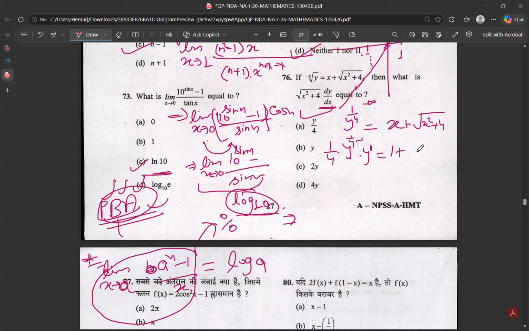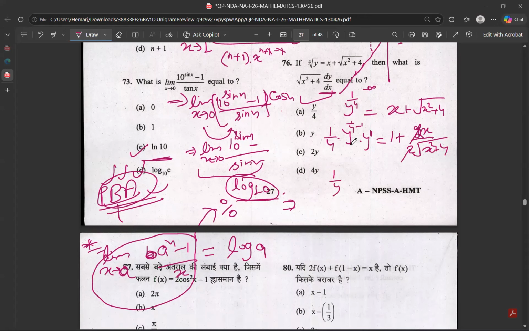For root of a function, its derivative is 1 by 2 root of the function. The function is x square plus 4. Thereafter, the derivative of the main function x square plus 4: for x square, derivative is 2x, and for 4, it will be 0. 2 will cancel out this 2. 1 by 4. See, y to the power 1 by 4 minus 1 will be y to the power minus 3 by 4. y to the power minus 3 by 4 into y dash, it means dy by dx, equal to 1 plus x divided by root x square plus 4.